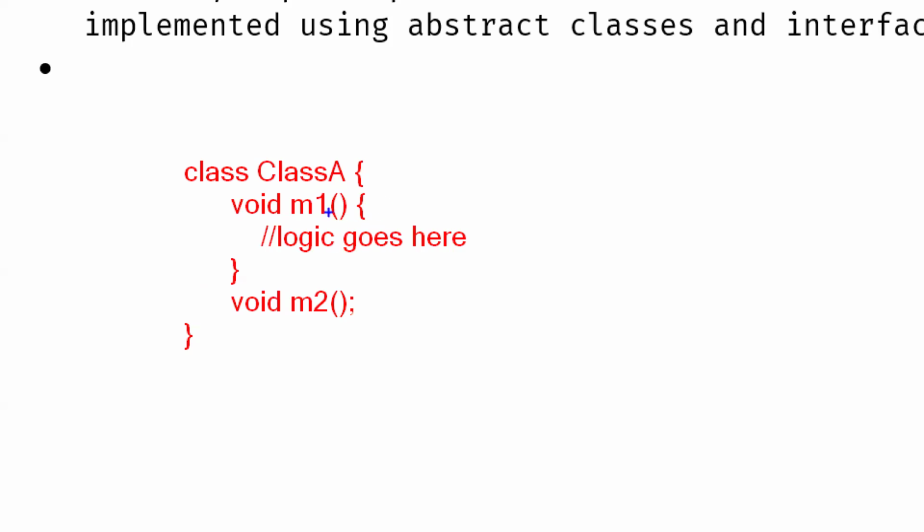If you look at M1, it's a method and it also has a definition. This method M1 has a definition here, and the logic is defined here. So we call this a concrete method. This is a concrete method. Guys, is everybody getting my point?